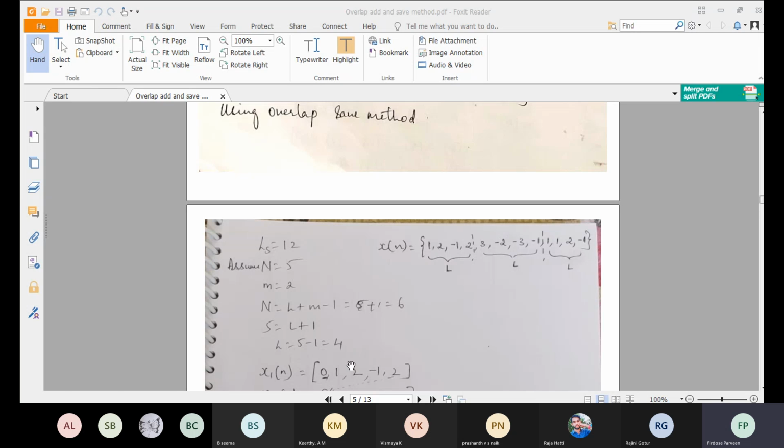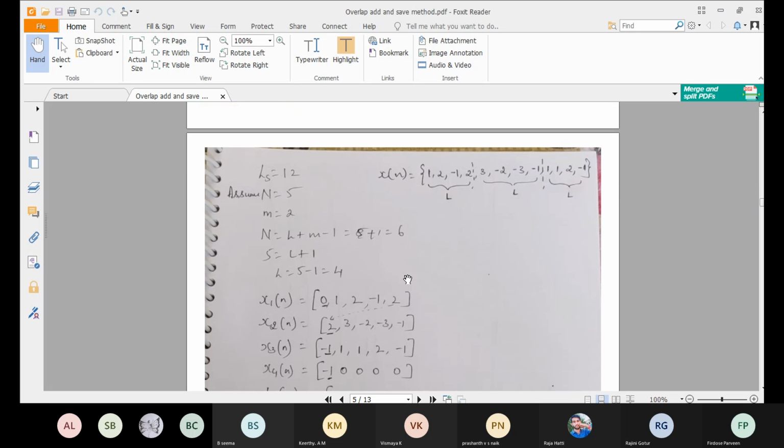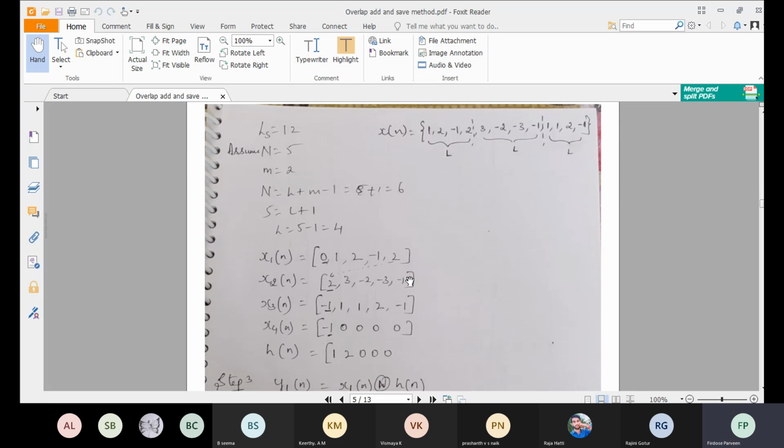Now I'll take x1 of n, x2 of n, x3 of n, x4 of n. As we have assumed N is equal to 5, in the front we will write 1, 0. Since this is 4 samples, we want a complete 5 samples. So I'll add a 0 over here and write down these samples, 1, 2, minus 1, 2. That is 1, 2, minus 1, 2. My actual sequence is this one. I've just added this 0.